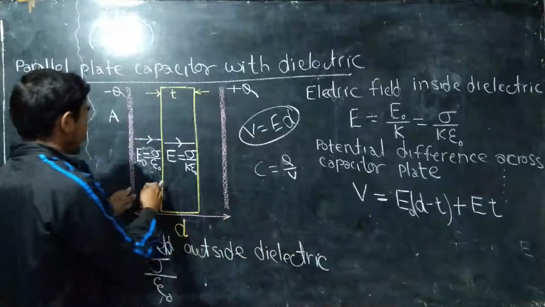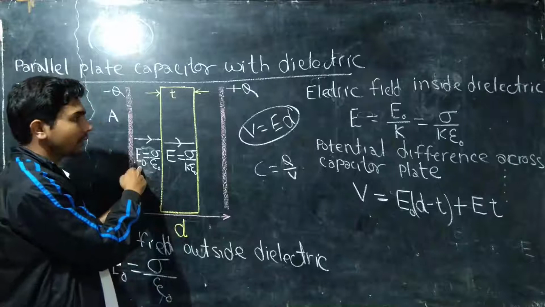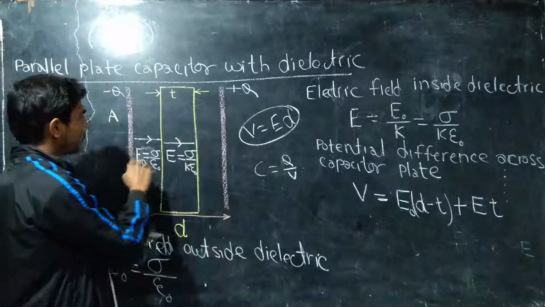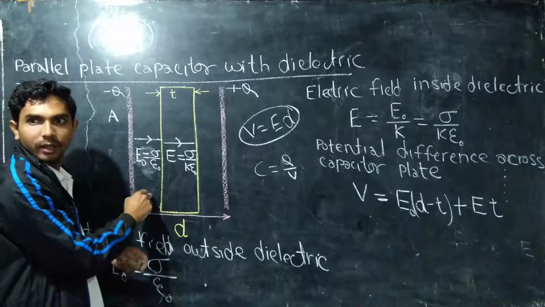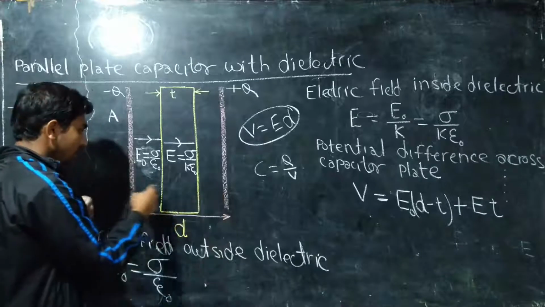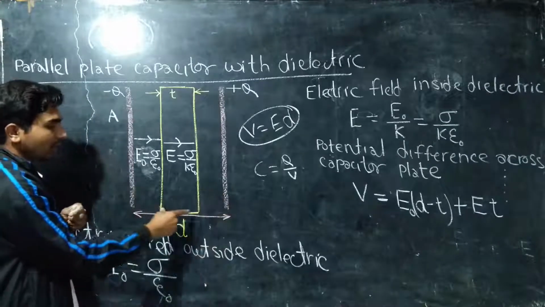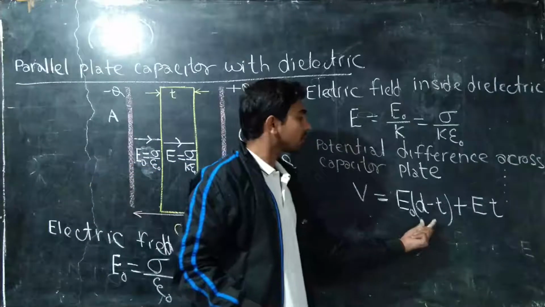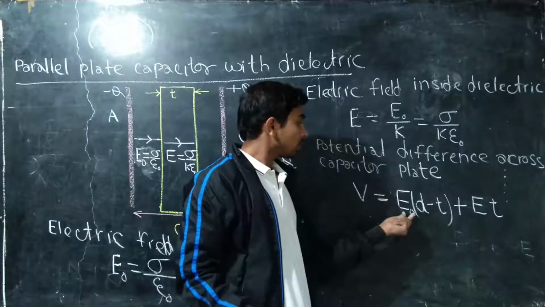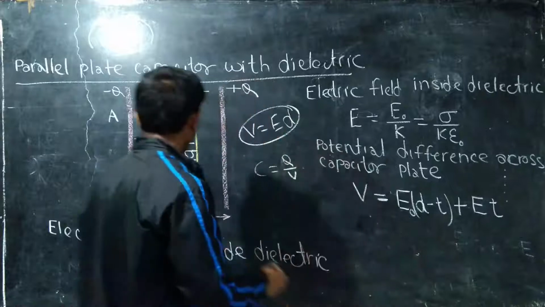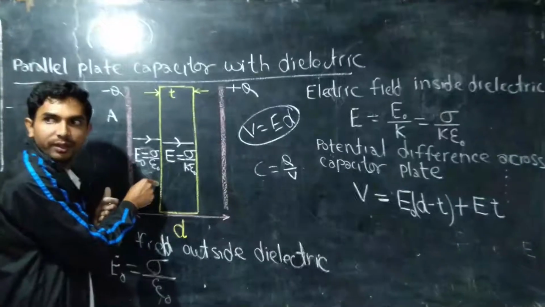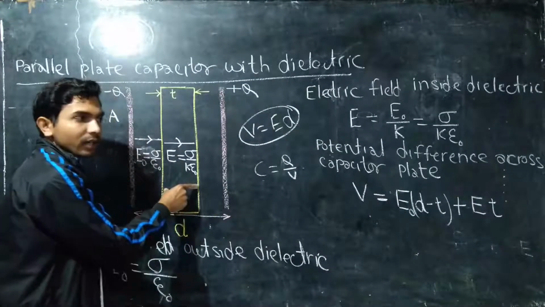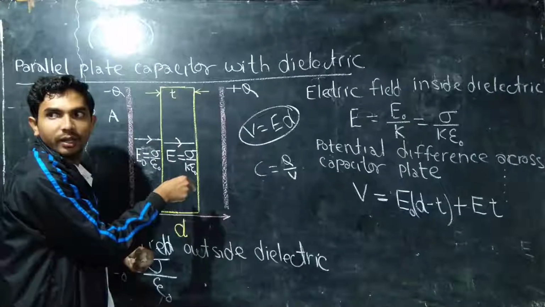See, the electric field in this region is E naught, in this region E naught, and in this region E naught, right? And the total thickness is D, and we are going to eliminate the T thickness. So the thickness left is D minus T. So E naught into (D minus T) is the potential drop due to this region as well as this region. And similarly E into T: in this region the electric field is E and the thickness is T, right?